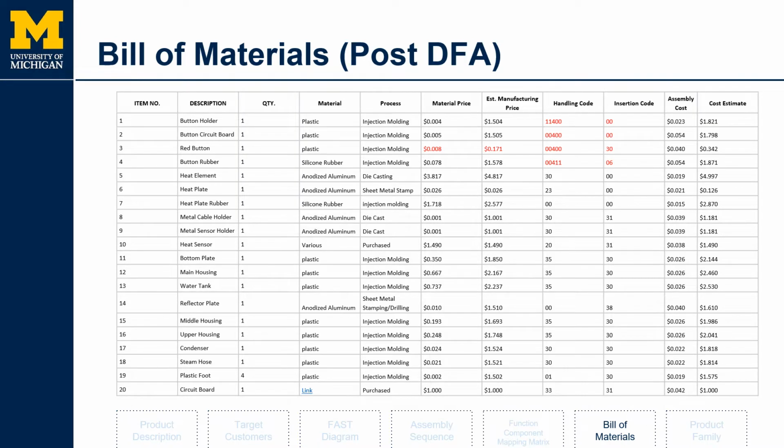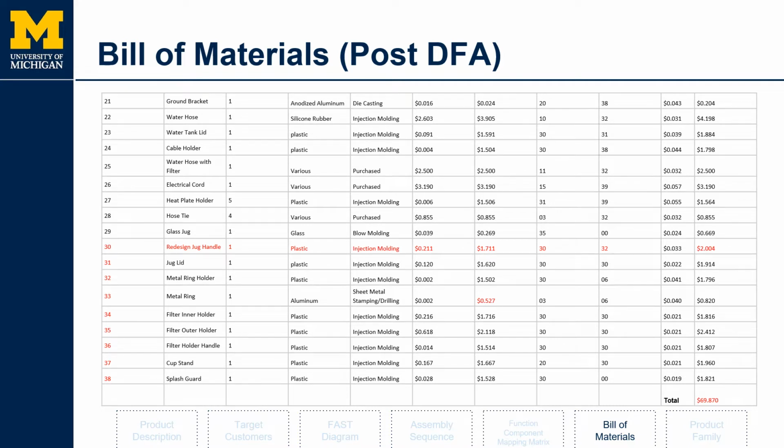This slide shows our bill of materials for our post-DFA work. Changes can be seen in red and include changes to material price, estimated manufacturing price, handling and insertion codes for the button holder, button circuit board, red button, and button rubber. This slide shows the remainder of the bill of materials for our post-DFA work. The main changes being seen are a redesign of the jug handle and redesign of the metal ring. The total cost for our bill of materials has dropped from $73.05 to $69.87.